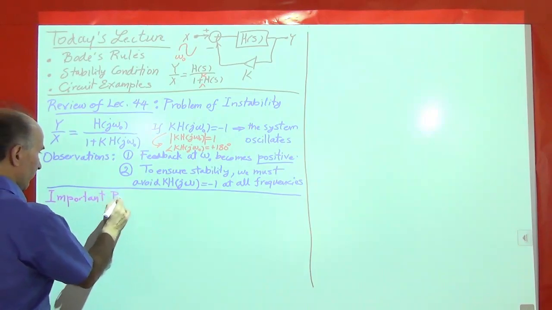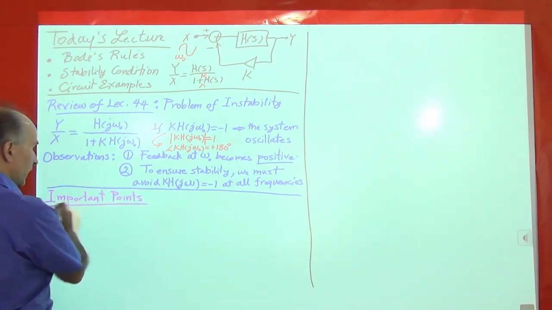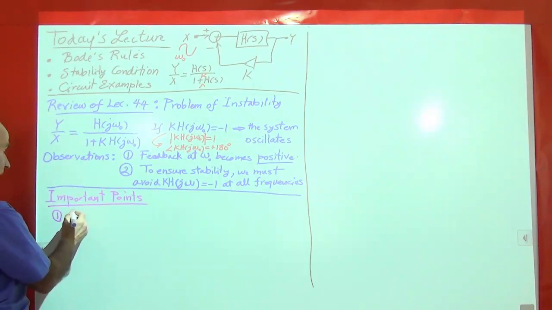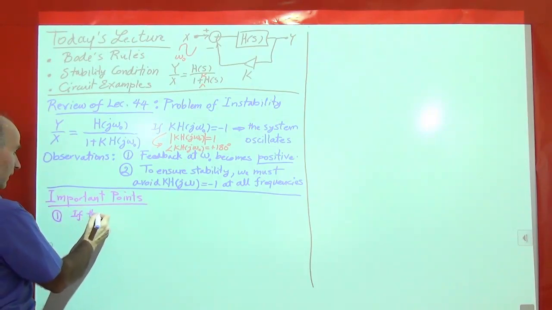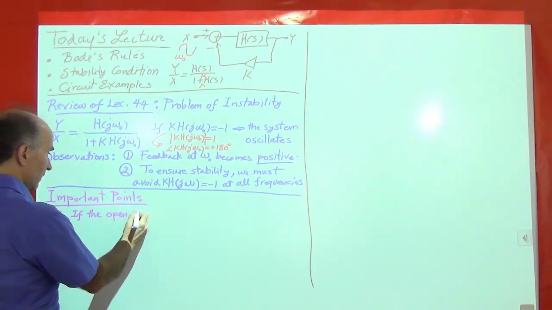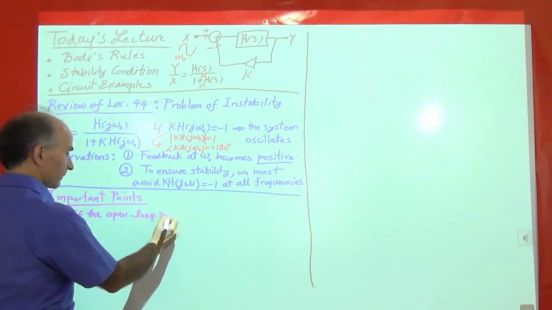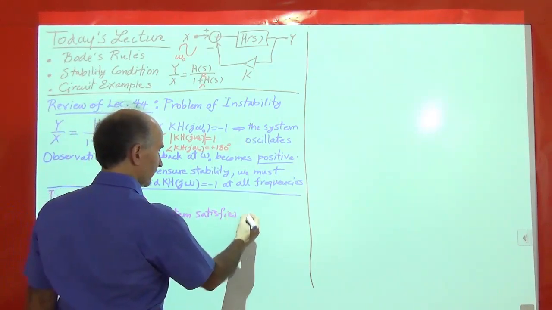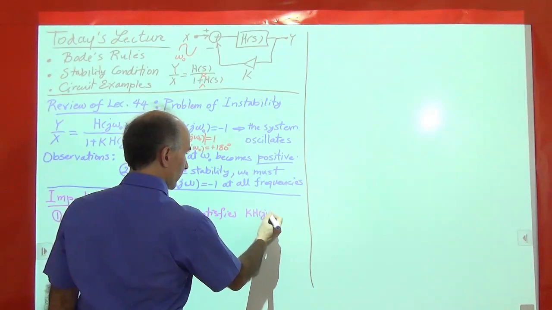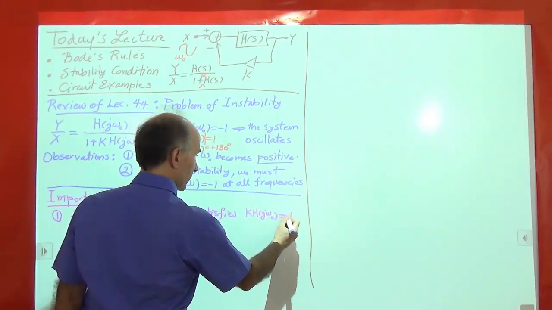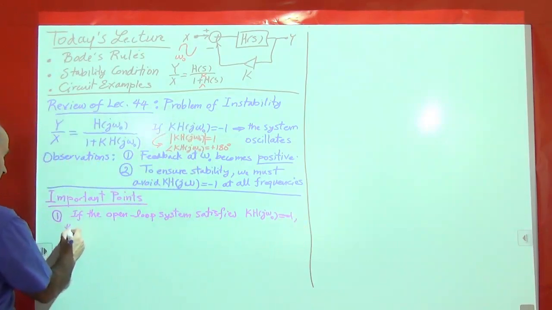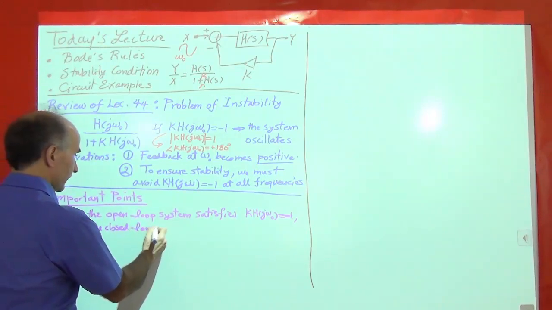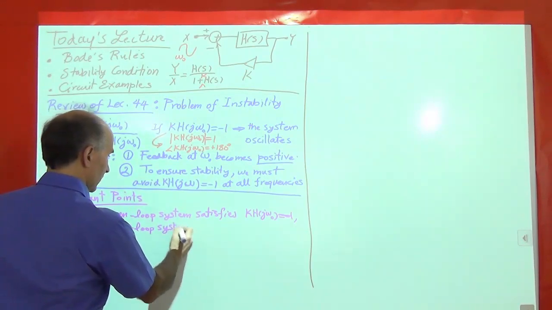Okay, so the first point that might be obvious, but I need to emphasize is this, that if the open loop system satisfies kH of j omega 0 equals -1, then the closed loop system is unstable.